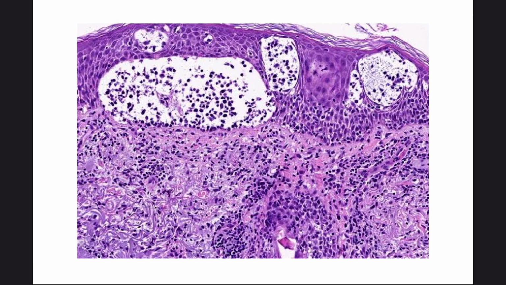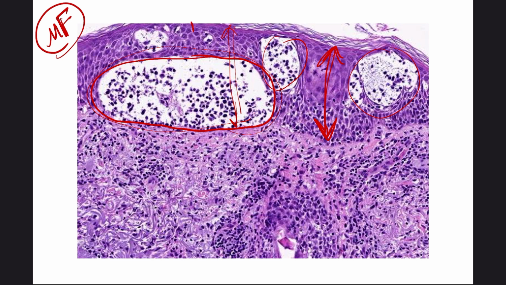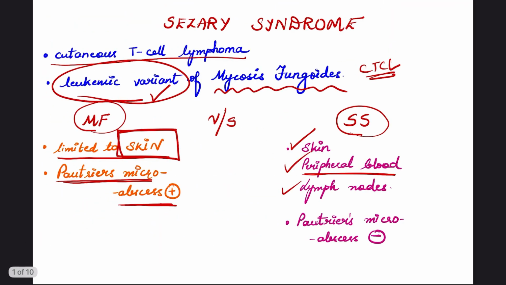Here you can see this is the epidermis. This layer is the epidermal layer. Within the epidermis are vesicles containing lymphocytic infiltrate. So this is a mycosis fungoides case showing intraepidermal lymphocytic infiltrates, vesicles of lymphocytic infiltrate. This is called the Pautrier microabscess, which is the characteristic, the hallmark feature of mycosis fungoides. And this Pautrier microabscess is almost absent in Sézary syndrome. So, Pautrier microabscess is absent in Sézary syndrome.